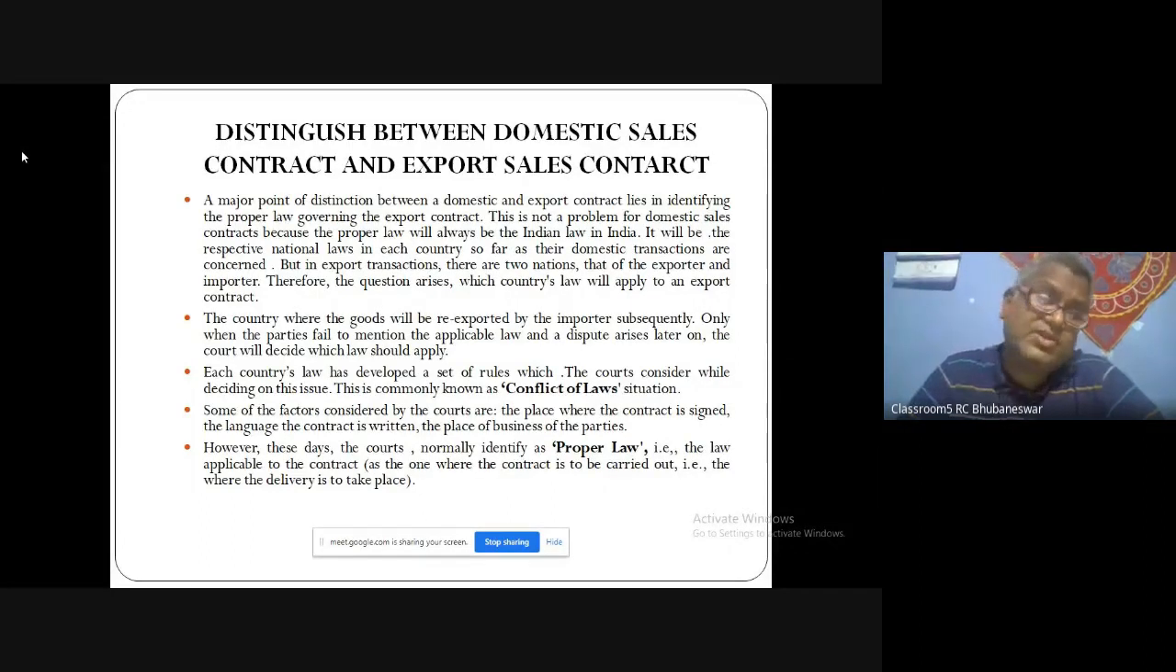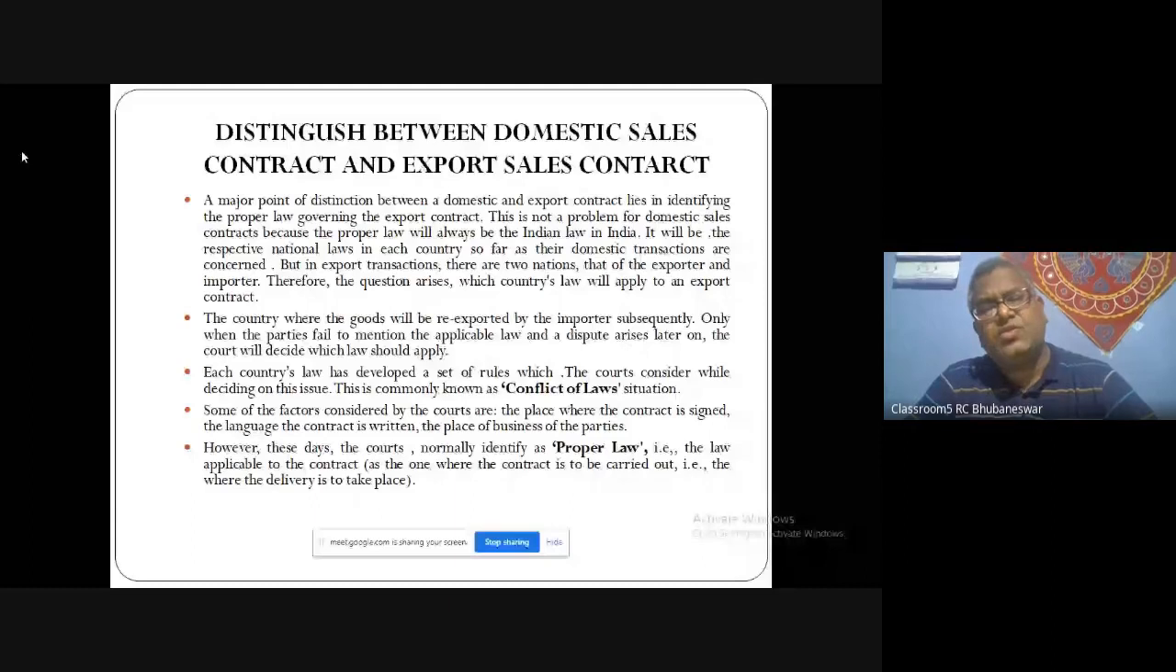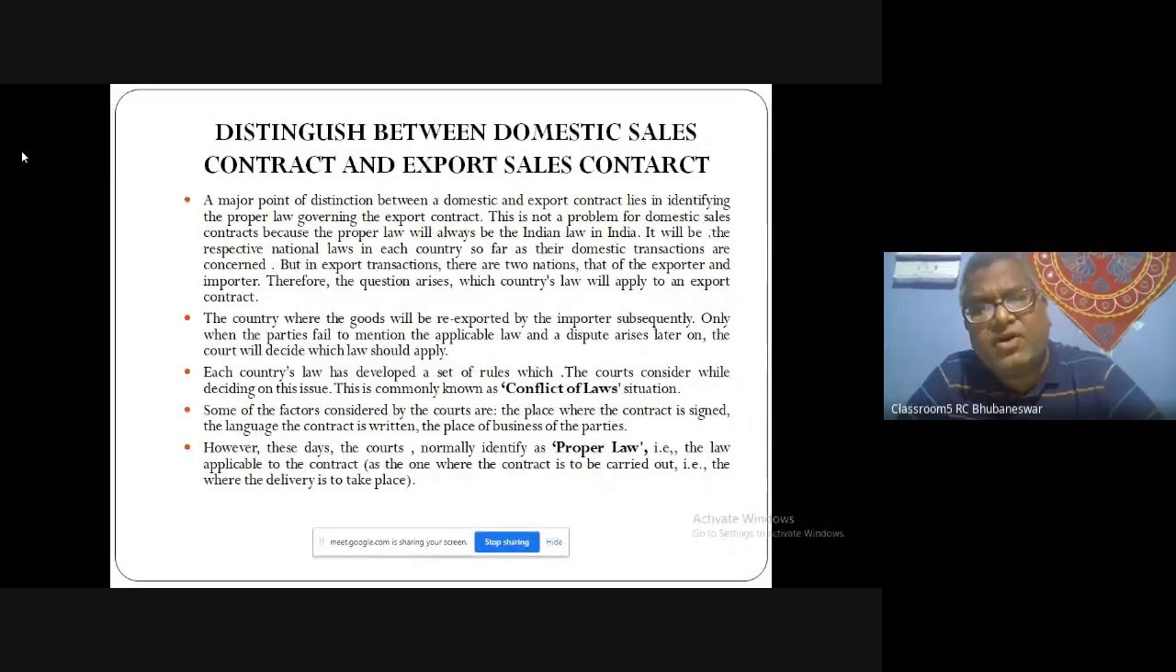I have already discussed disputes in other classes. In a particular dispute, the court will decide which law should be applied. Each country has developed a set of rules, and the court can consider this issue. That is known as a conflict of law situation.